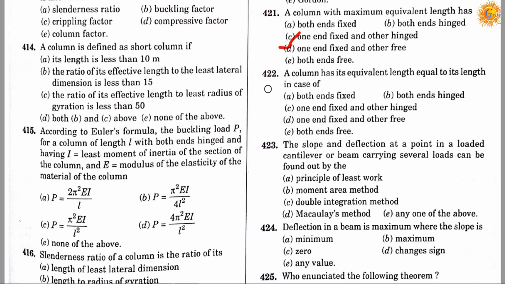Question number 422. A column has its equivalent length equal to its length in the case of option A, both ends fixed, option B, both ends hinged, option C, one end fixed and other hinged, option D, one end fixed and other free, and option E is both ends free. Correct answer B, it will be both ends hinged.